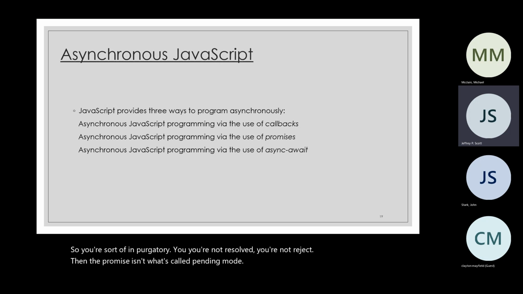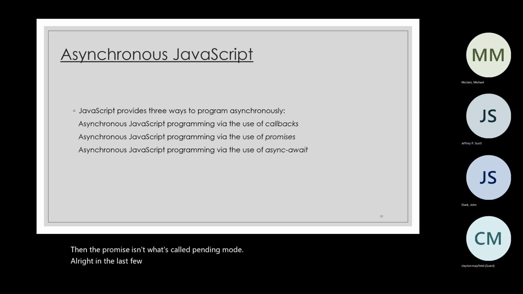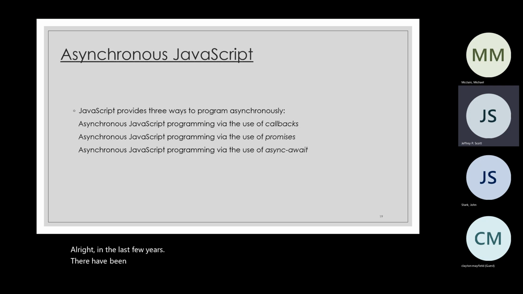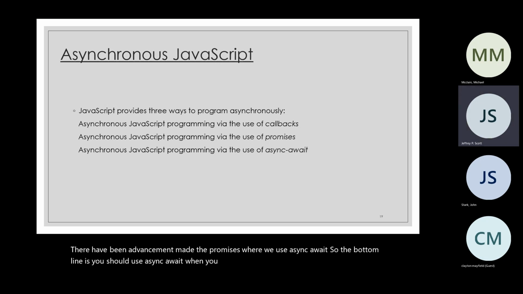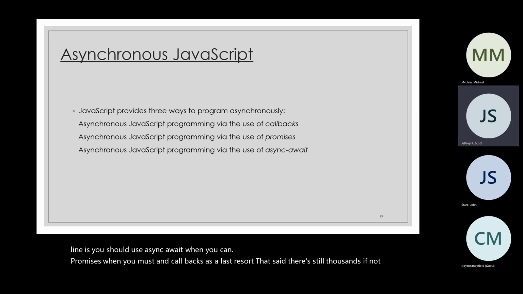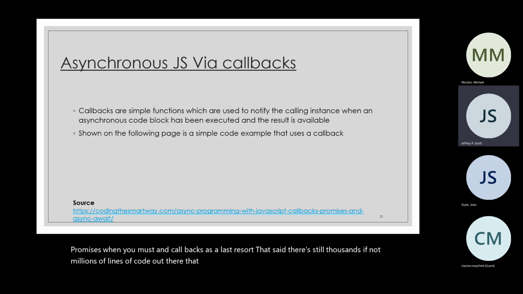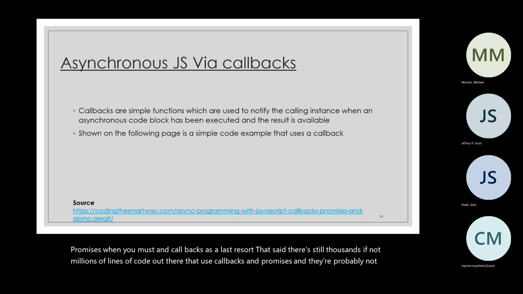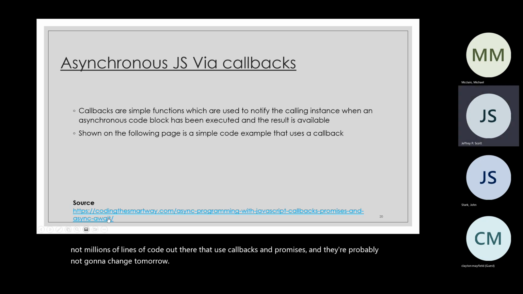All right. In the last few years, there have been advancements made to promises where we use async await. So the bottom line is you should use async await when you can, promises when you must, and callbacks as a last resort. That said, there's still thousands, if not millions of lines of code out there that use callbacks and promises, and they're probably not going to change tomorrow. So again, if you want more, I'm just going to leave it at that.